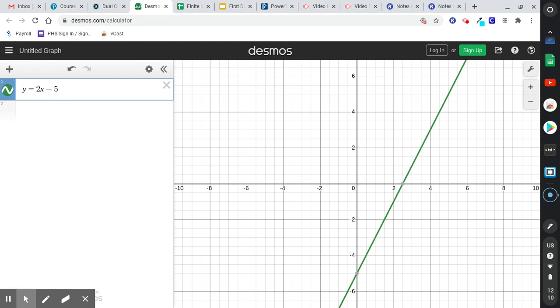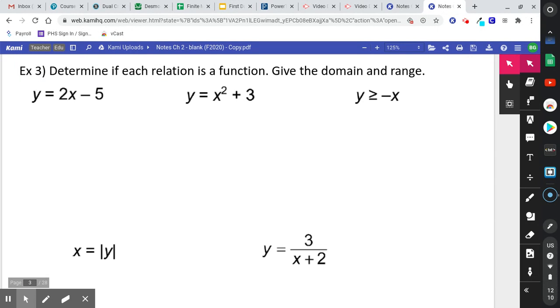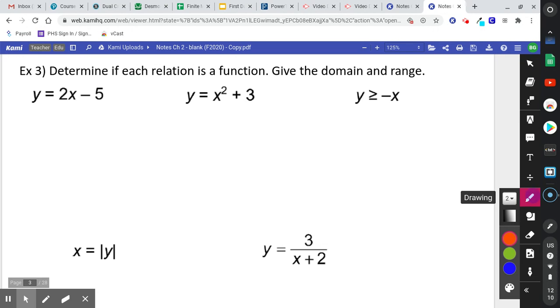All right, check out that graph. Think about the vertical line test. Is that a function according to the vertical line test? Yeah, right? Sure. Okay, so the graph looks like this. The vertical line test shows me that that is a function.